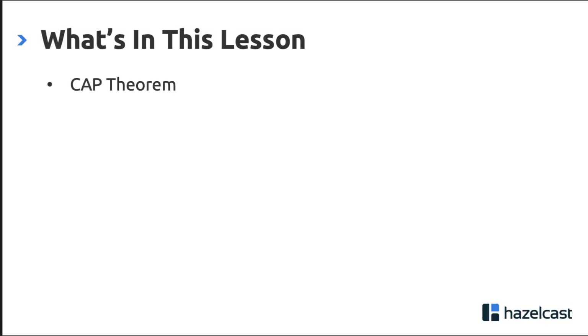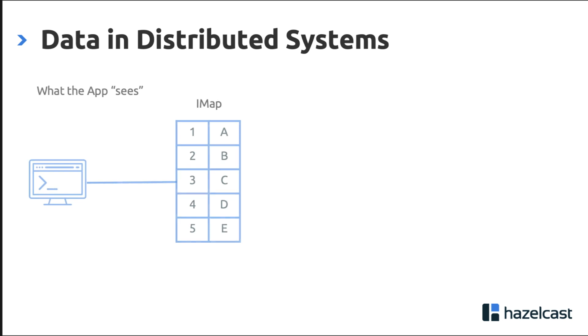In this lesson, we'll provide a summary of the CAP theorem for distributed computing, then discuss how the Hazelcast platform puts the theorem into practice. When you're writing an application that's accessing a data store, in most cases that application sees the data store as a single entity. The app requests a given piece of data, say an entry in a map, and the data store returns that data.